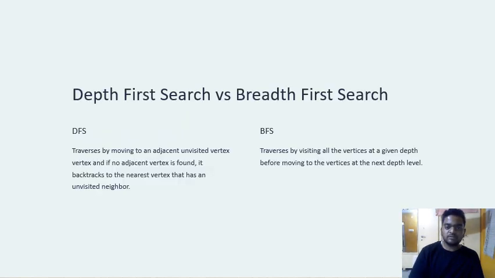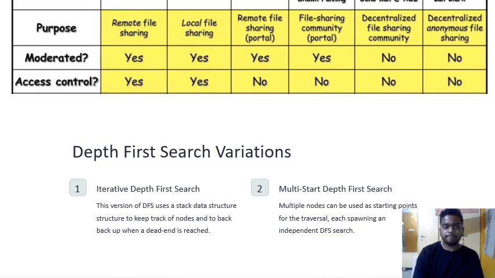Depth first versus breadth first search. DFS traverses by moving to an adjacent unvisited vertex, and if no adjacent vertex is found, it backtracks to the nearest vertex that has an unvisited neighbor. BFS traverses by visiting all vertices at a given depth before moving to the vertices at the next depth level.